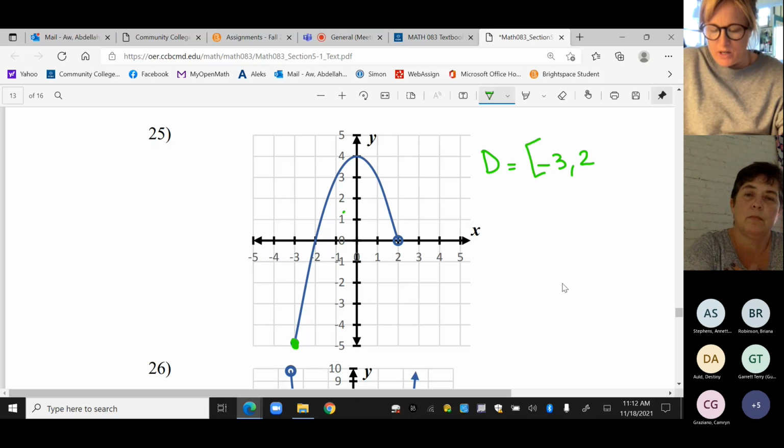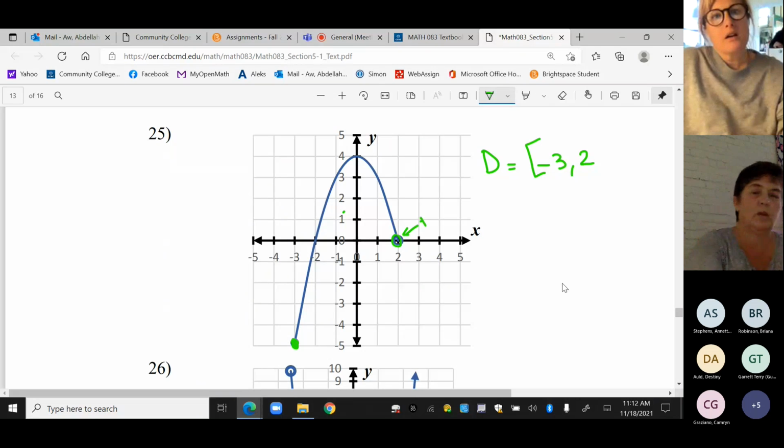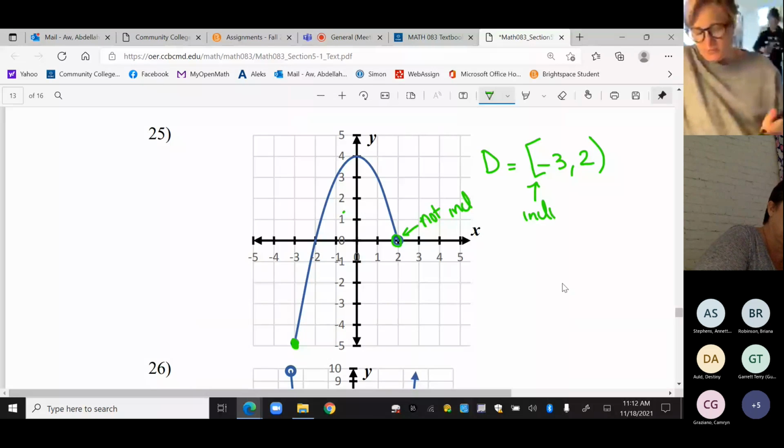Now 2, what do we put around 2? A parenthesis or a bracket? Look at 2 right here. What do we have here actually? An open circle. I thought because it ends. Yeah, when it ends, it is the end of it, right? The graph ends here, but this point is not included. Okay, not included, so we put a parenthesis. Bracket means included. Parenthesis means not included.